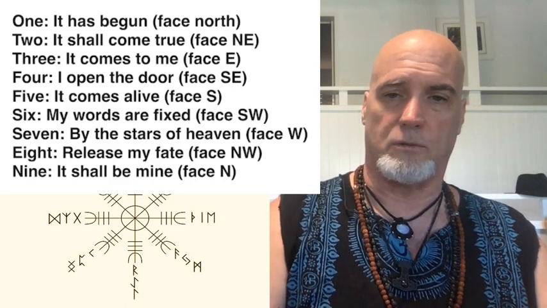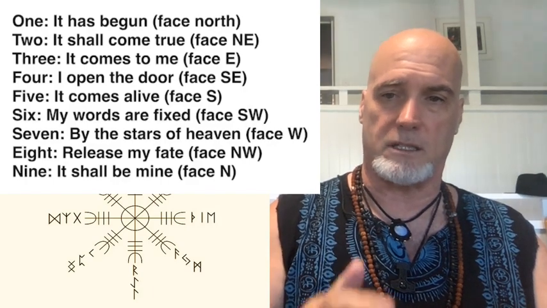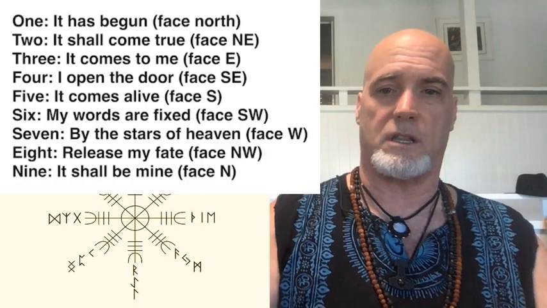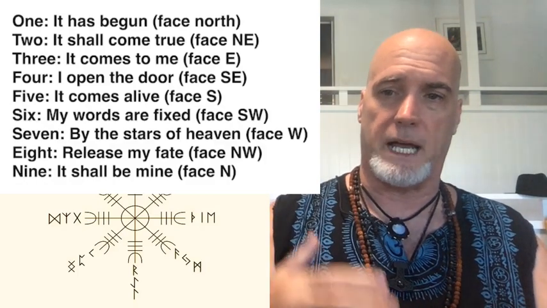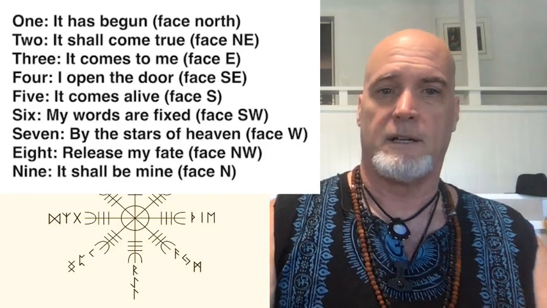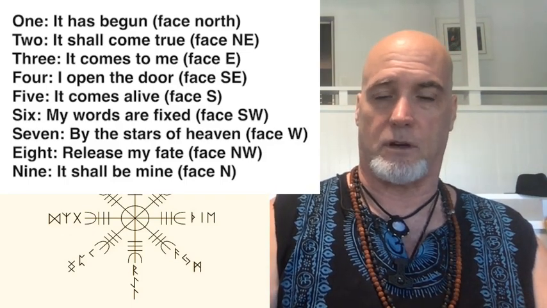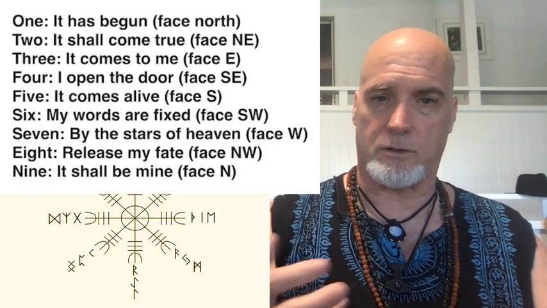And then 2, it shall come true. This has to do with the highest ether, which is the realm of the celestial gods. The celestial gods are all about the truth. The celestial gods see things in black and white. It's either true or it's false, it's good or it's bad, it's righteous or it's evil. And they live in timeless perfection. So they are only interested in what is absolutely 100% true.